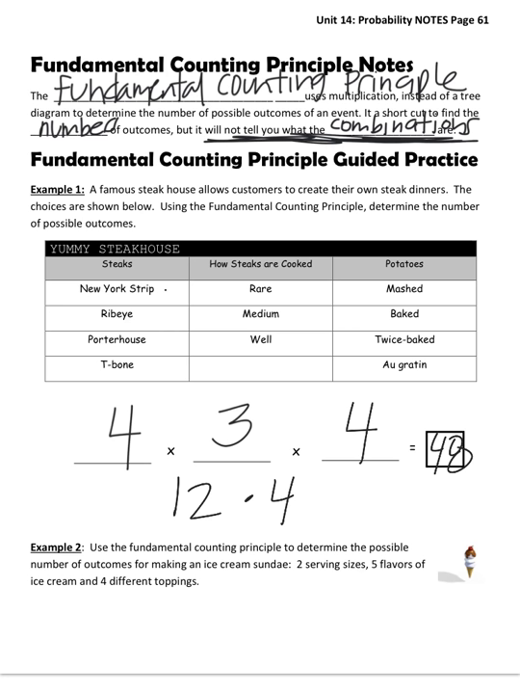Example 2. Okay, so ice cream sundaes come in 2 different sizes. There are 5 flavors of ice cream and 4 different toppings. So 2 times 5 is 10, 10 times 4 is 40 outcomes.